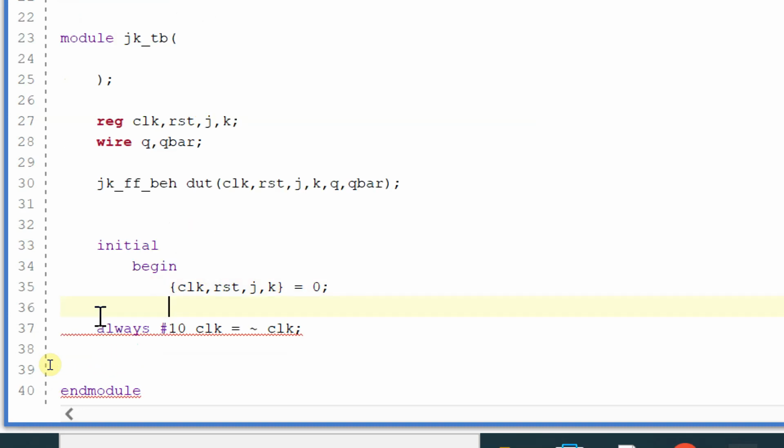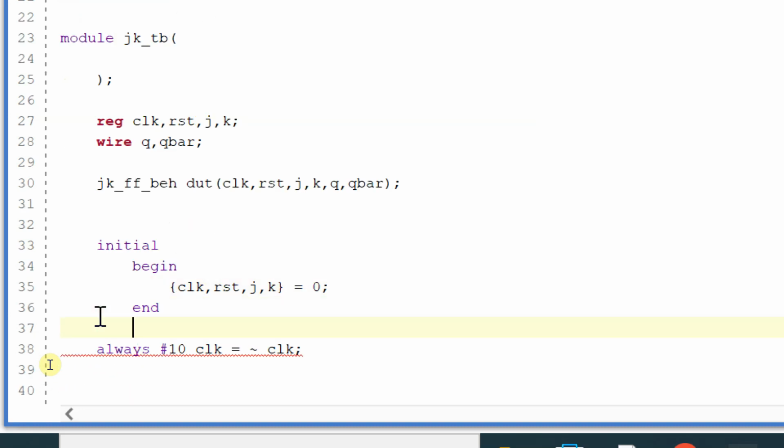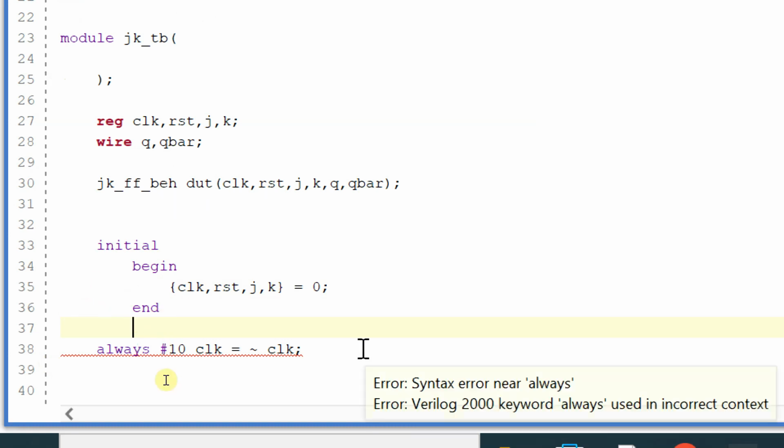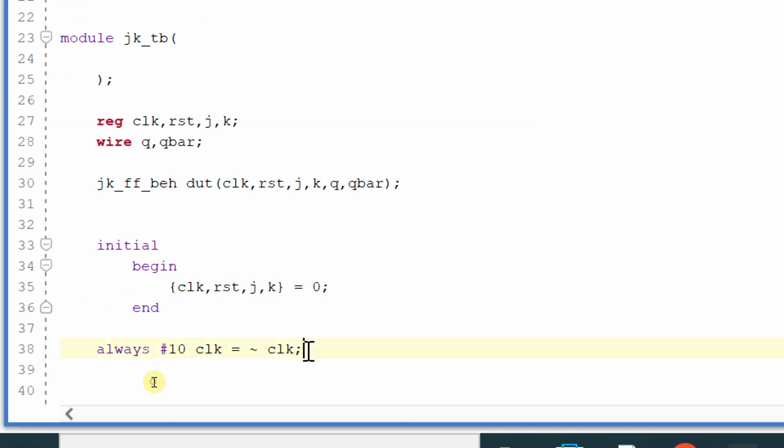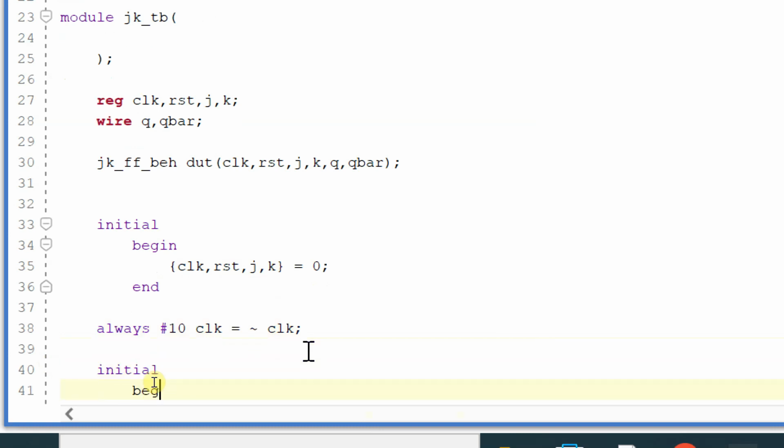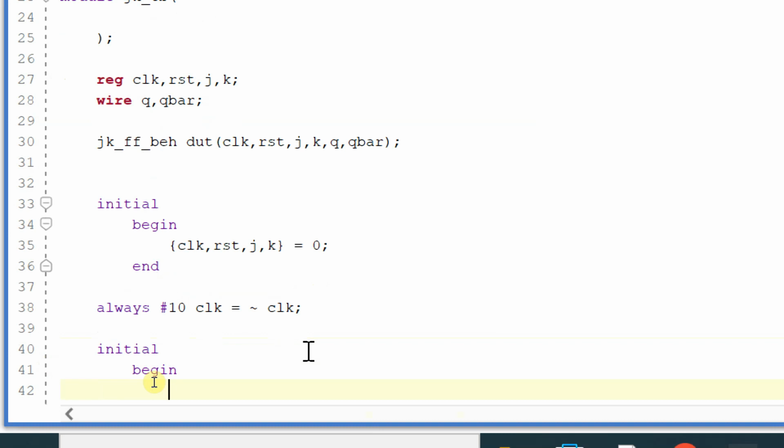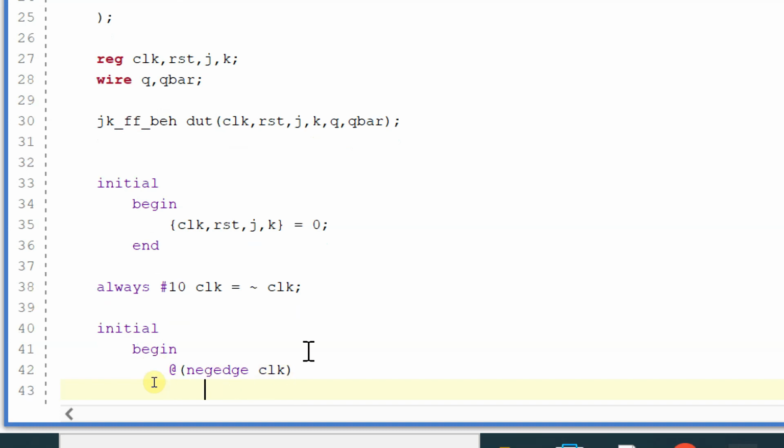So initialization is a must, because if we have not initialized, then the default value of reg will be unknown, and we will get unknown only. So that's why I'm initializing my inputs, and within an initial begin block I'm going to drive the inputs. At negedge of clock I'm going to drive the input, since it is a positive edge design.